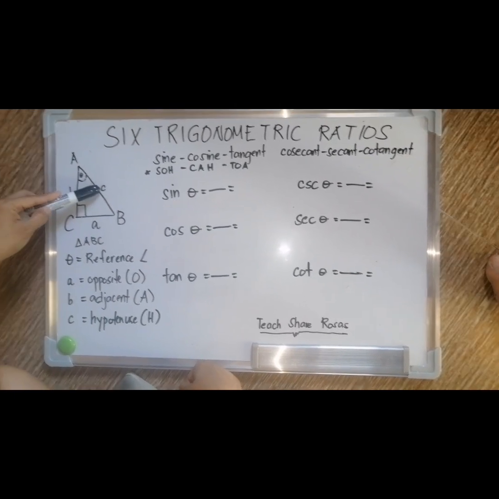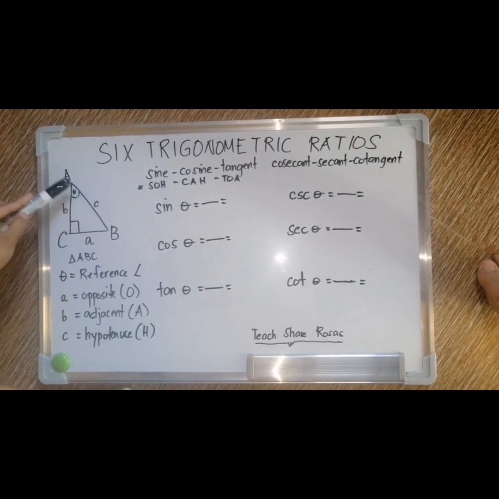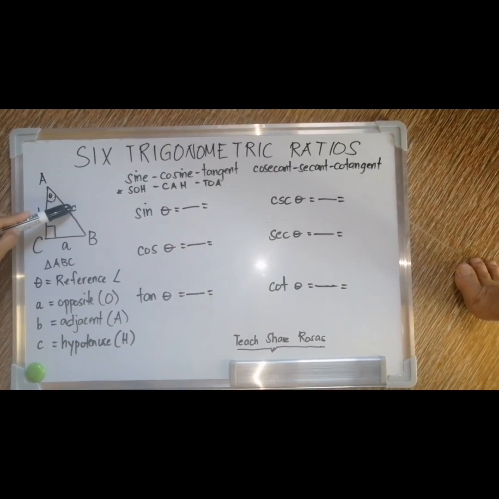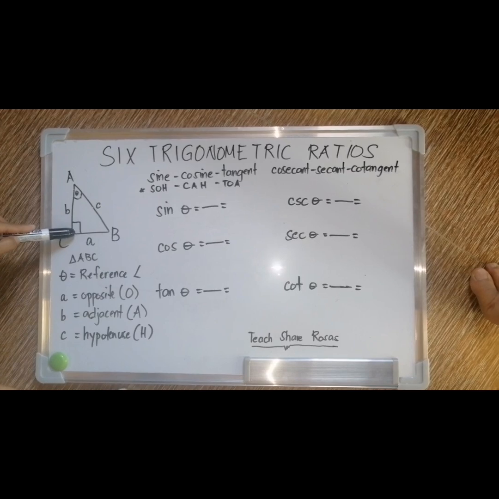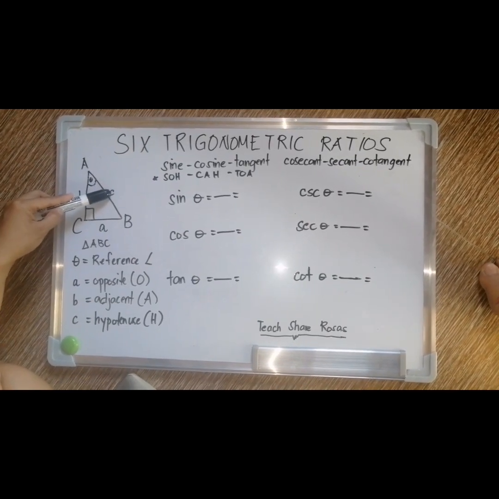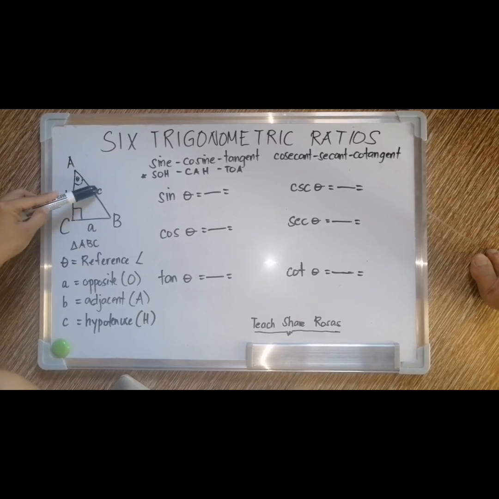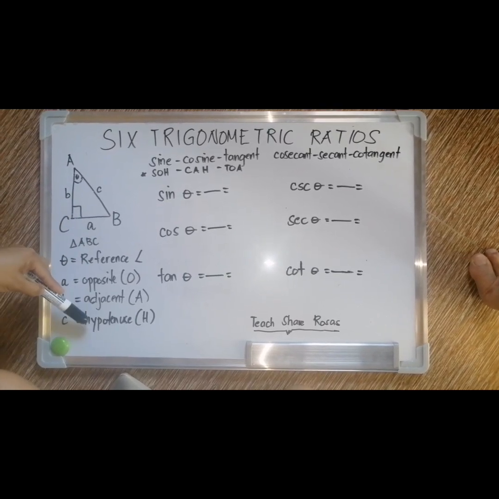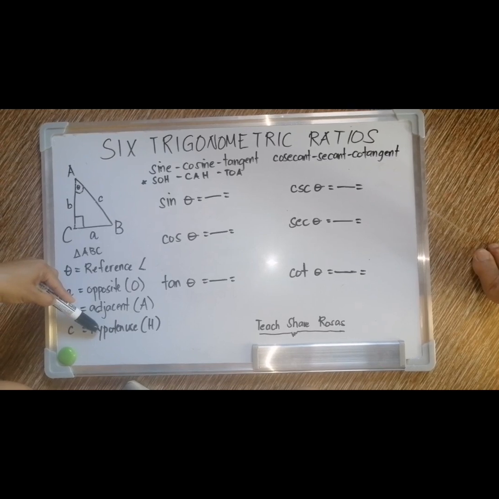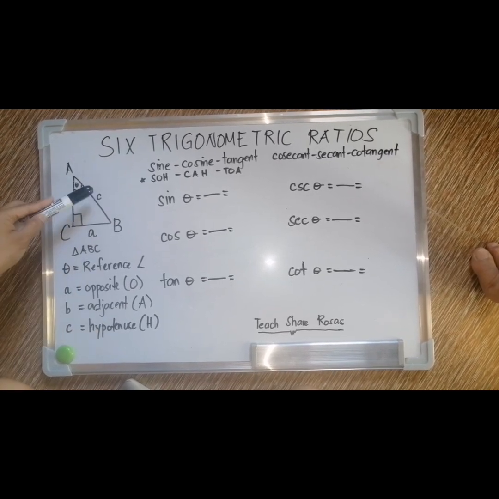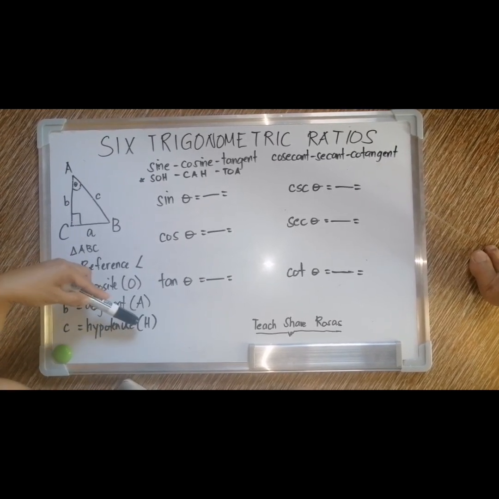Now, the side C, kahit katabi siya pa rin ng angle A, but side C here is the opposite of our right angle. And if the side is opposite to the right angle, that will always be the hypotenuse or the longest side of your right triangle. So that is the hypotenuse H.